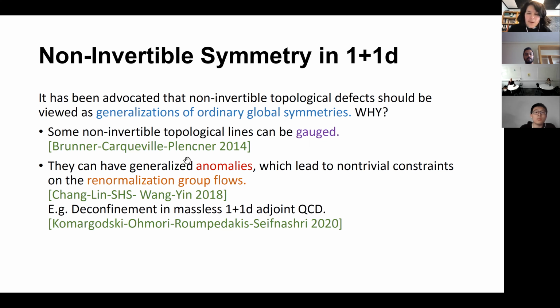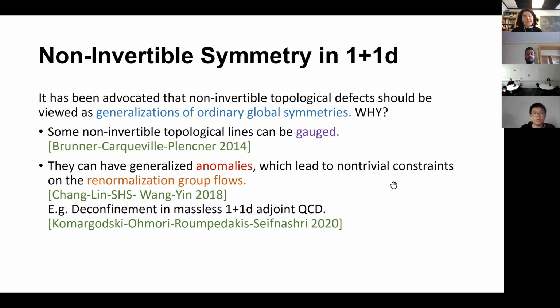So for example, we can gauge non-invertible topological lines. We can gauge some of them, and the procedure is similar to gauging ordinary global symmetry. And also, these non-invertible topological lines can have generalized anomalies, which are some obstructions to gauging these non-invertible topological lines. And these generalized anomalies can be used to constrain renormalization group flow. So for example, it has been used to argue deconfinement in massless 1+1d adjoint QCD in this paper.